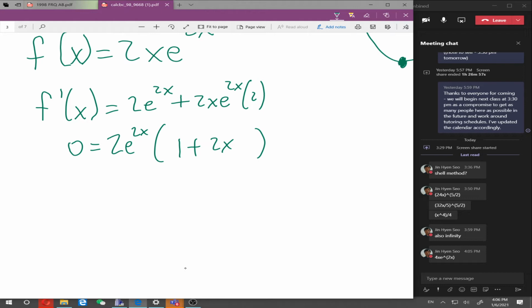Anything raised to a power cannot be equal to 0. If it's a negative number, we'll end up making it a fraction. If it's a positive number, it just gets bigger, and if it's 0, it becomes 1, right? So right now I've just got 0 is equal to 1 plus 2x. And so what should x be in order to make this equal to 0? Negative 0.5. Perfect. x is negative 1/2.